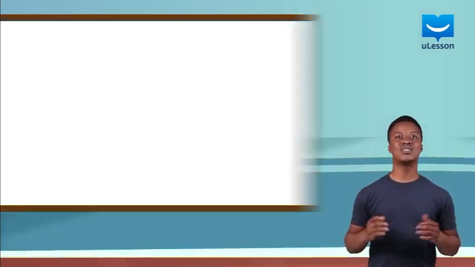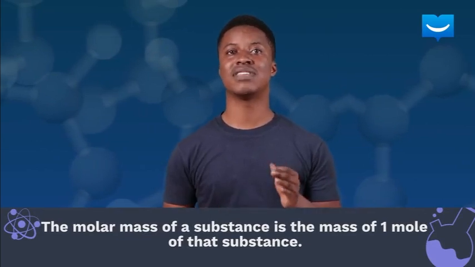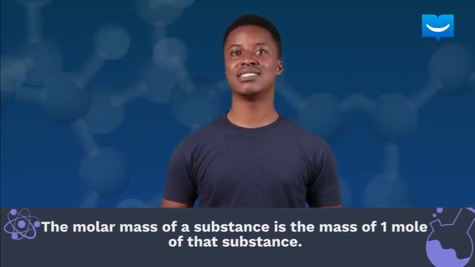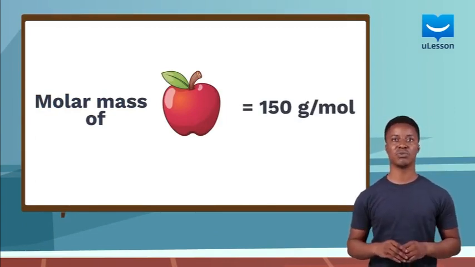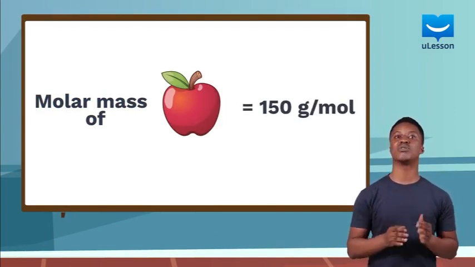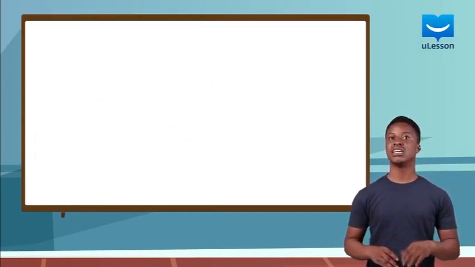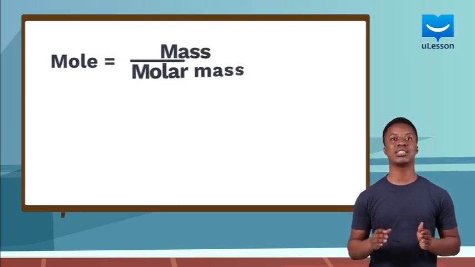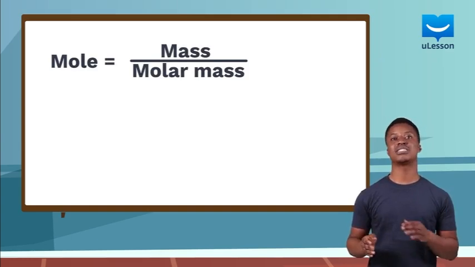Now that we understand these quantities, another quantity that we can obtain is molar mass. The molar mass of a substance is the mass of 1 mole of that substance. This means that the molar mass of this apple is 150 grams per mole. We know this because the mass of 1 mole of the apple is 150 grams. The equation mole equals mass over molar mass relates all three quantities and is used to convert mass to moles and vice versa.